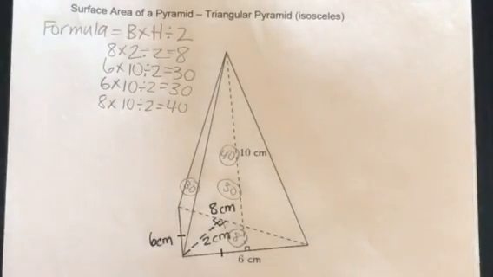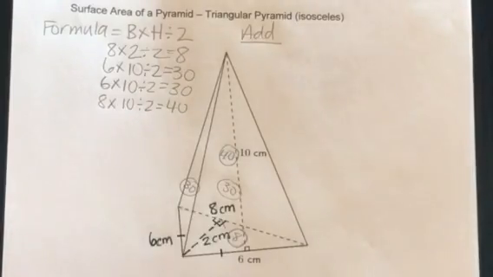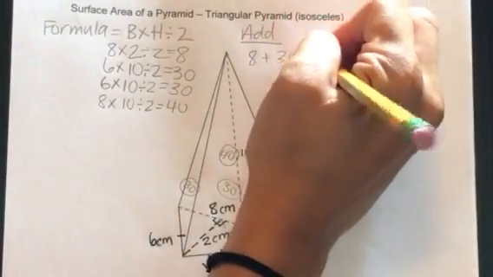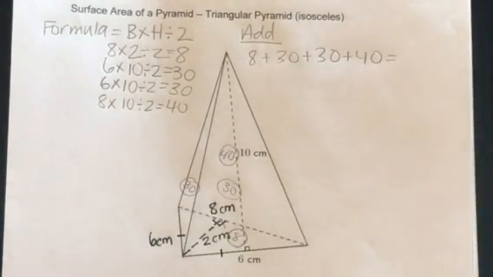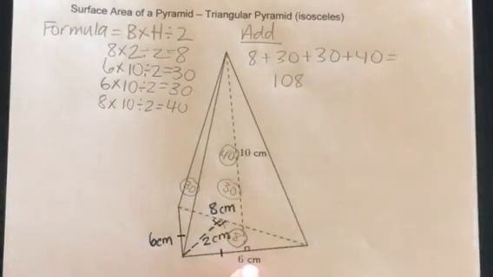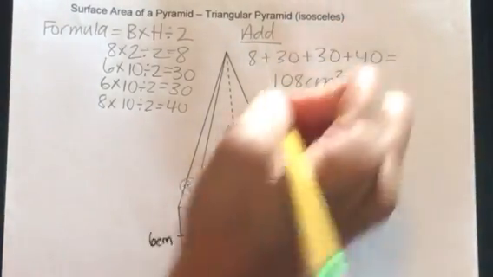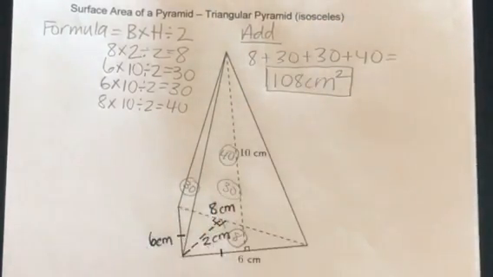So now we have to get the total surface area. So the last step is to add all of those together. We're going to do 8 plus 30 plus 30 plus 40. When we add all of those together, you get 108. It needs a label. Centimeters, area is always squared. So it's 108 square centimeters.